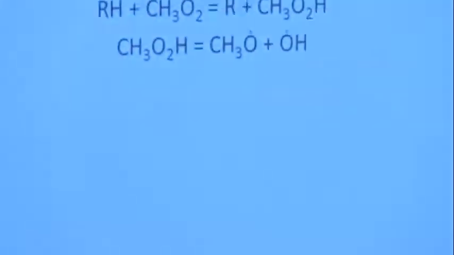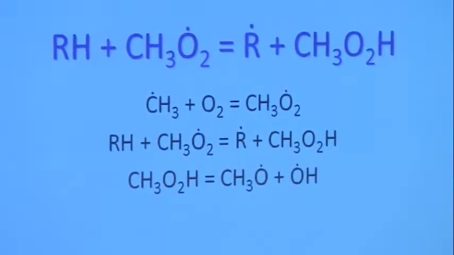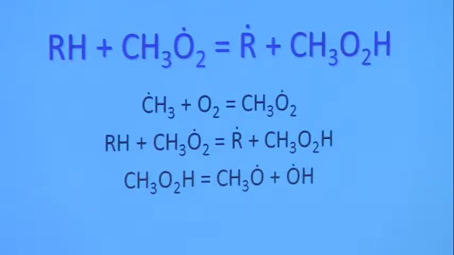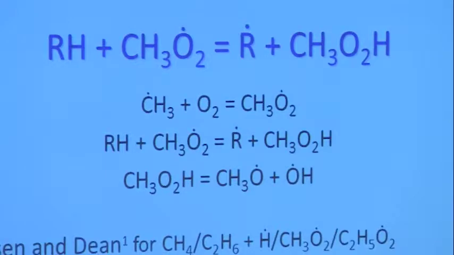Okay, and it's through this mechanism. So we have CH3 plus O2, this is what you said, giving methyl peroxy, that can abstract a hydrogen atom from a stable molecule, giving you methyl hydroperoxide, and methyl hydroperoxide can then give you methoxy plus OH. Okay, so that's the system.